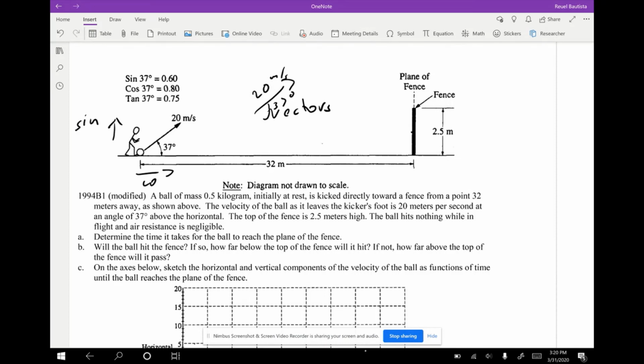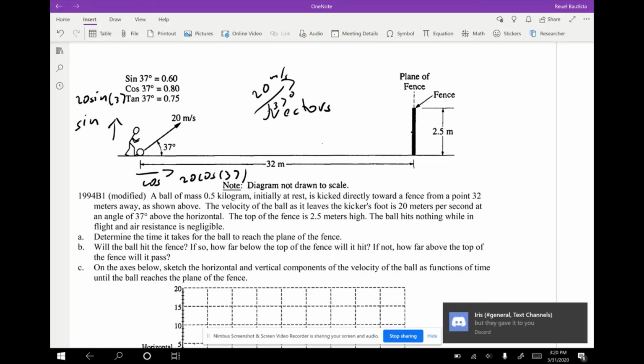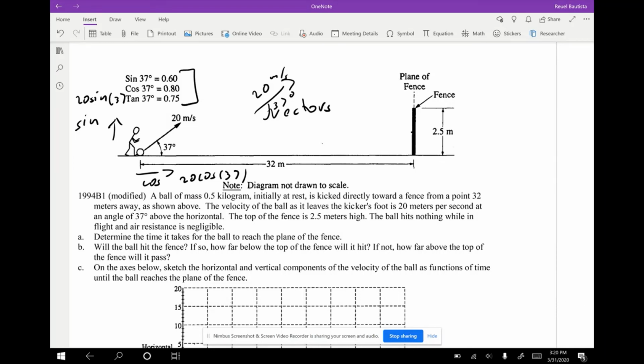So the top will be vertical, the bottom would be the horizontal part. Okay? So let's look at that. So we know vertically, if we do 20 times 0.6, we're going to get 12, I believe, right? So this 12 right here is going to be the vertical initial velocity. The vertical initial velocity is going to be 12 meters per second.